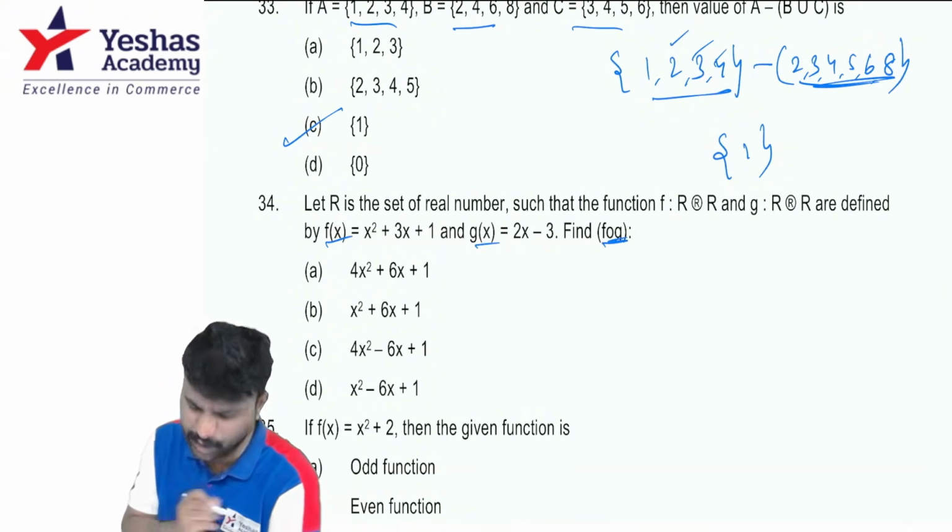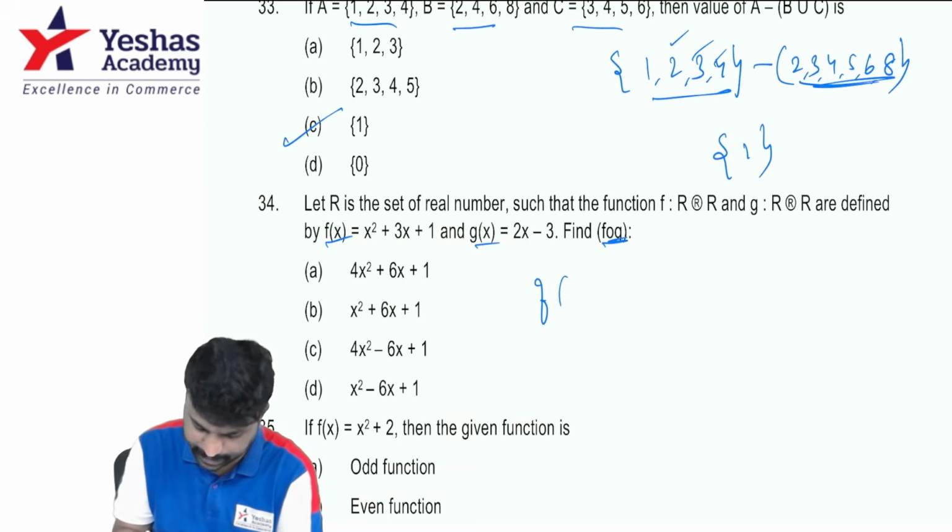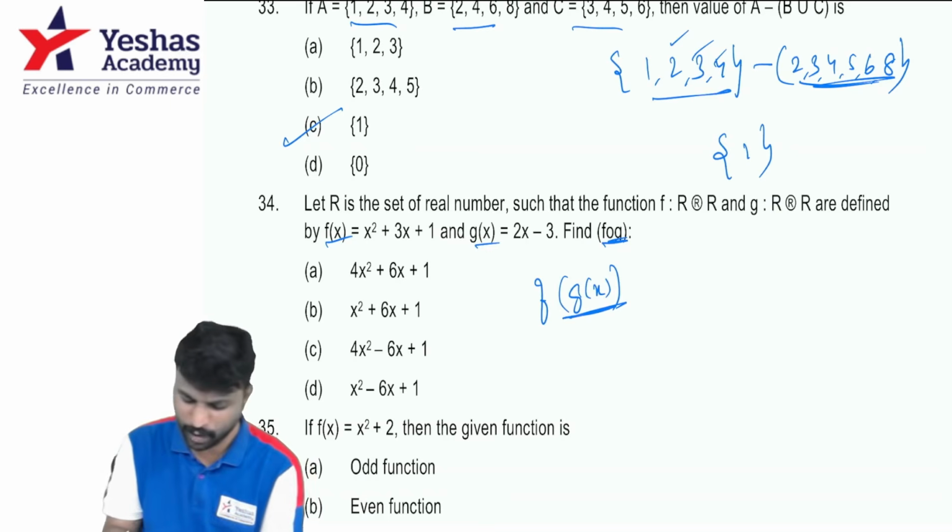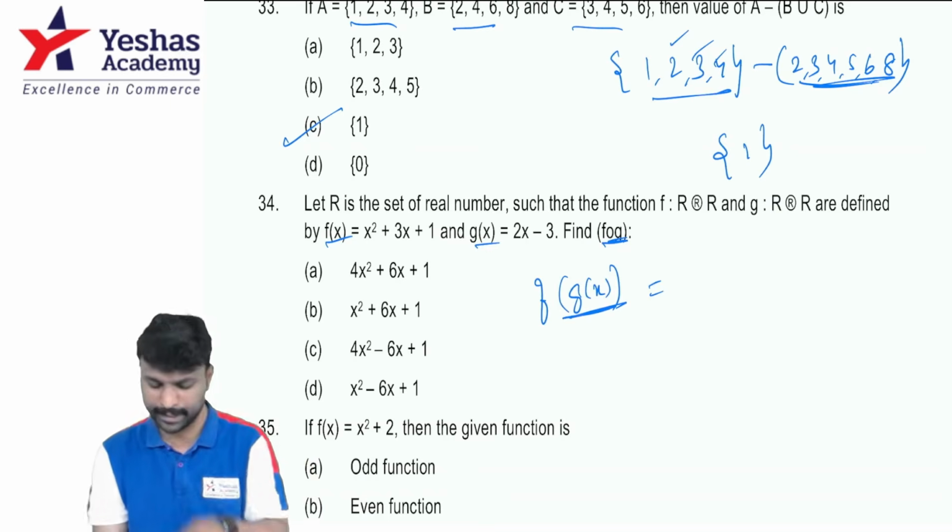F of x is given, g of x is given. We need to find fog. That means f of g of x. We have to underline g of x because the inner function is g of x. Whatever is underlined has to be taken as x. This looks like f of x.